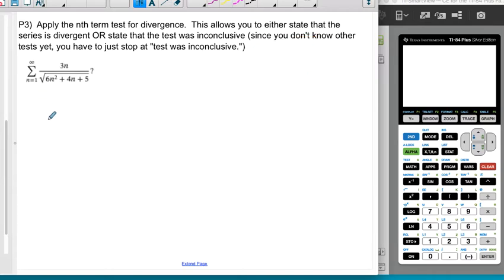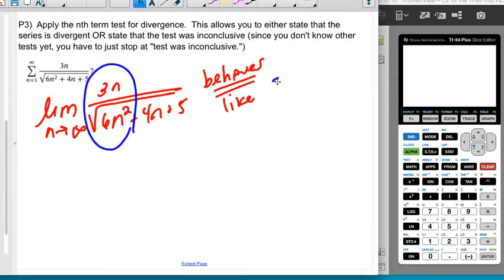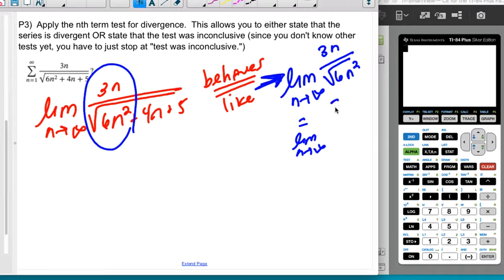All right, we're going to go ahead and try again. The limit as n approaches infinity of 3n over the square root of 6n squared plus 4n plus 5. Okay, so this behaves like the leading coefficients, which are these guys. It's not that it's equal, it just behaves like the limit as n approaches infinity of 3n over root 6n squared, which is the same as 3n over root 6 times n, meaning this behaves like 3 over root 6, which is not 0.